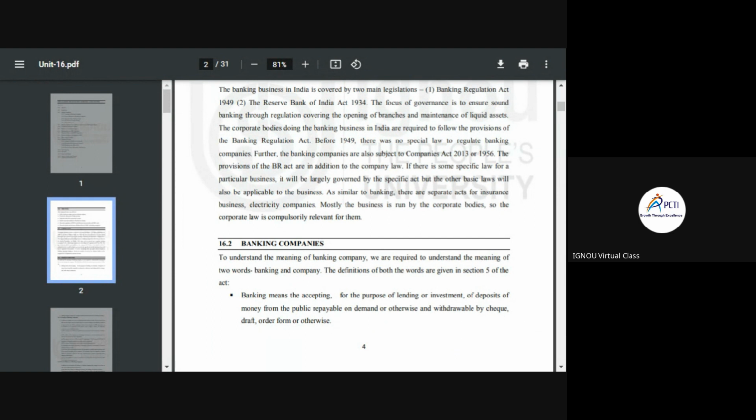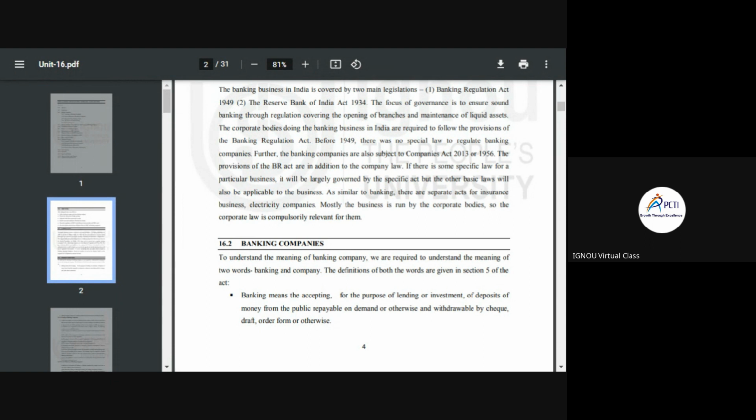The focus of the governance is to ensure sound banking through a regulation covering the opening of branches and maintenance of liquid assets. So the corporate bodies doing the banking business in India are required to follow the provisions of the Banking Act. Before 1949, there was a special law to regulate banking companies further. The banking companies are also subject to the Companies Act 2013 or 1956.